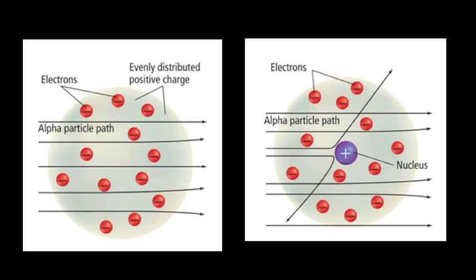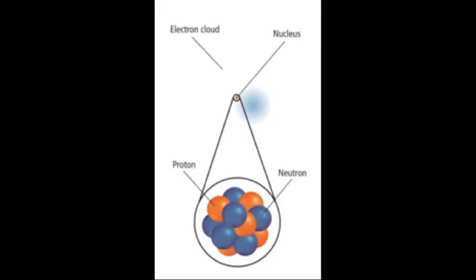And he came up with this model that there was tons of empty space through which electrons moved, because a lot of the particles passed straight through. So that means they didn't touch anything. But then it also had to have a very tiny, dense region that he called the nucleus.